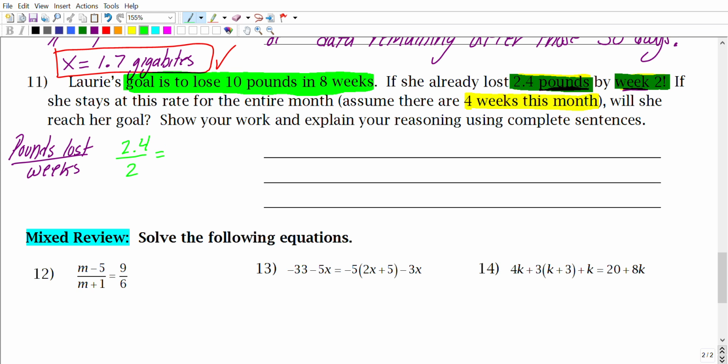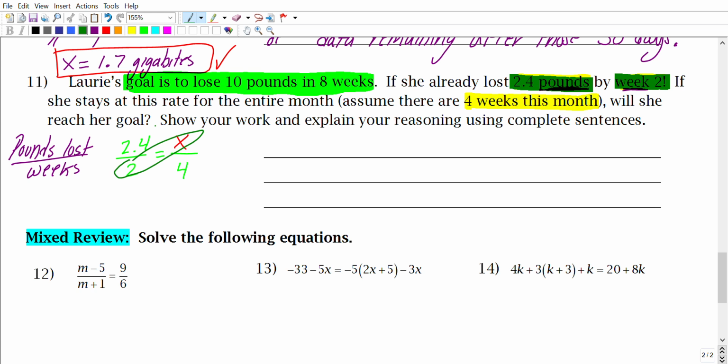And now our proportion says, let's see, if she stays at this rate for the entire month, assume there are 4 weeks this month. So 4 weeks this month, will she reach her goal? And then show your work and explain your reasoning. All right, so if there are 4 weeks in this month, I want to know how many pounds will I lose in those 4 weeks, okay?